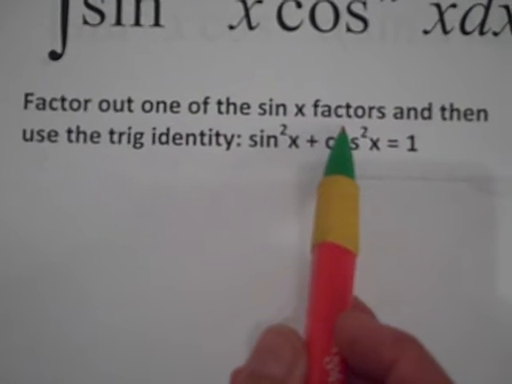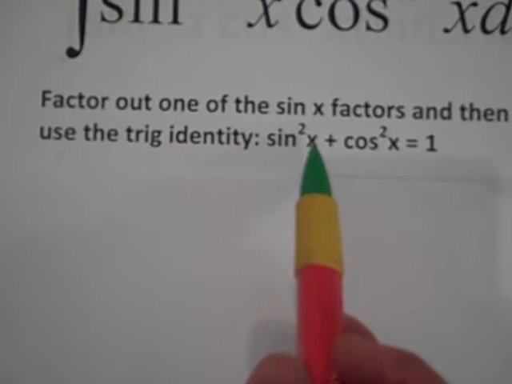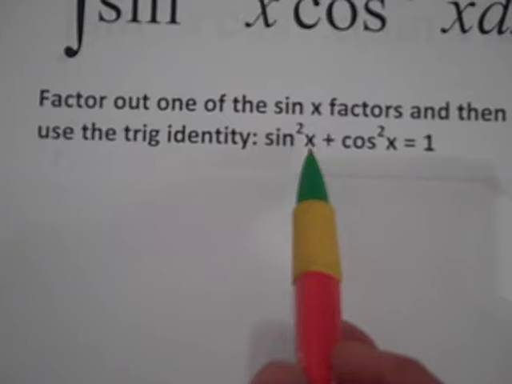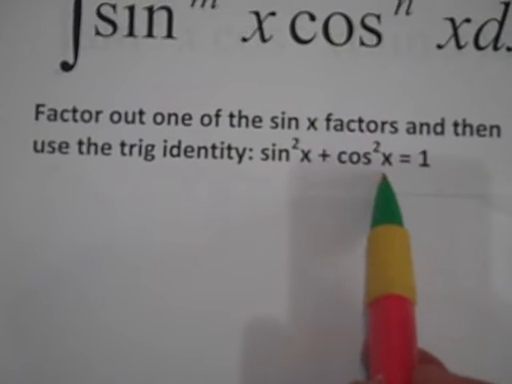Essentially, the technique we're going to use is to factor out one of the sine factors. Now remember, if m is odd and we factor out a sine factor, then we will be left with the sine to an even power. And then after that, we're going to use the identity sine squared plus cosine squared equals 1. Now stay with me, and I'm going to be working an example.